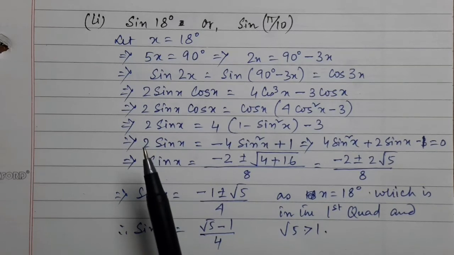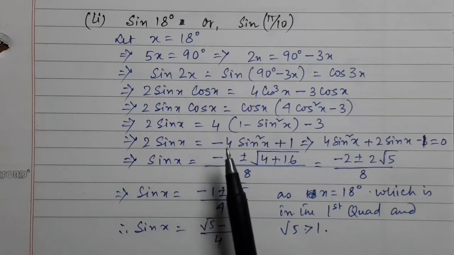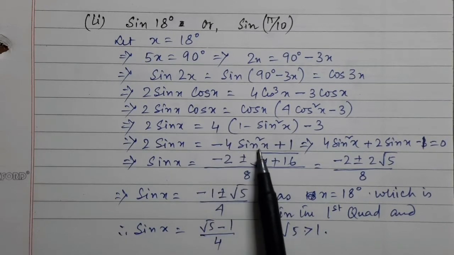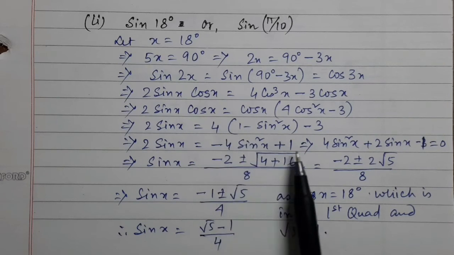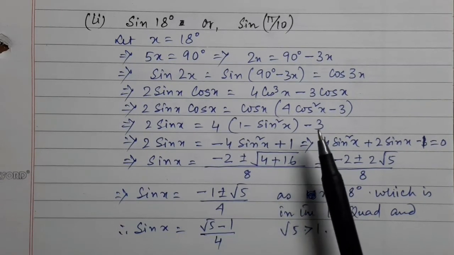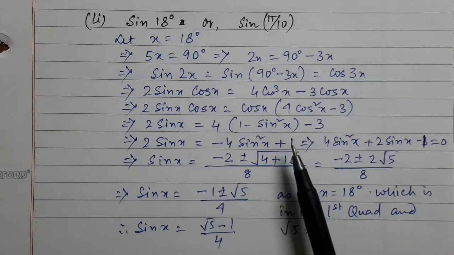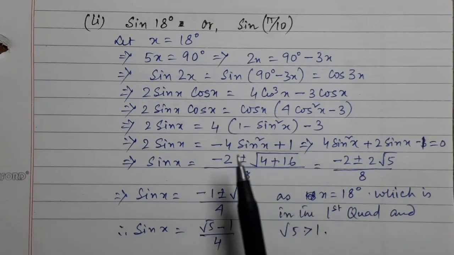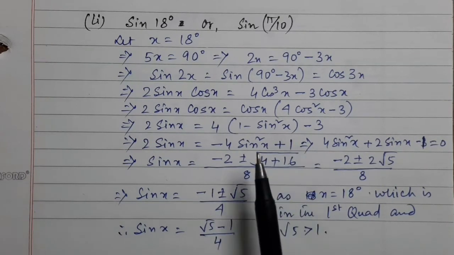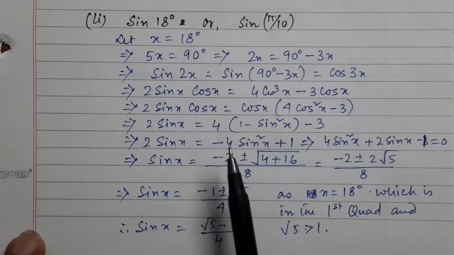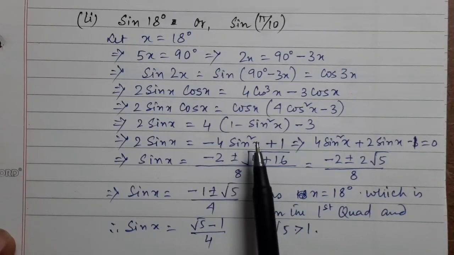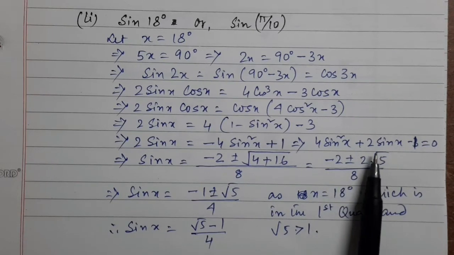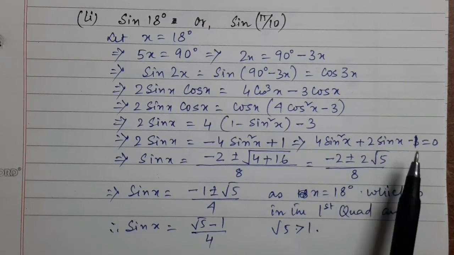So therefore we can write 2 sin x equals minus 4 sin square x. 4 into minus sin square x is minus 4 sin square x plus 4 and minus 3, which will become plus 1. So therefore we can write 2 sin x equals minus 4 sin square x plus 1. Now again this is a quadratic equation. If we take this expression to this side, we will get 4 sin square x plus 2 sin x minus 1.